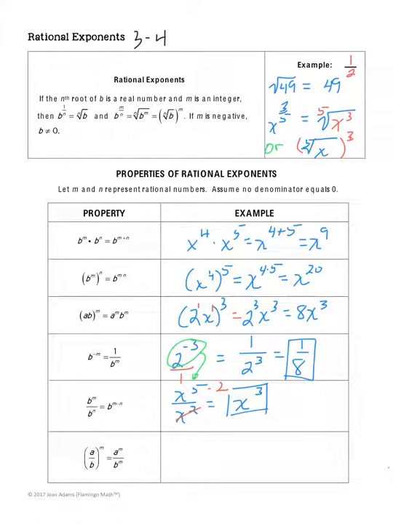So for instance, if I had 2 over x raised to the 3rd, don't forget that that's 2 to the 1st and x to the 1st. Power to power, we're going to multiply. So we end up with 2 to the 3rd over x to the 3rd, and you have to raise that 2 to the 3rd, so it's 8 over x to the 3rd.